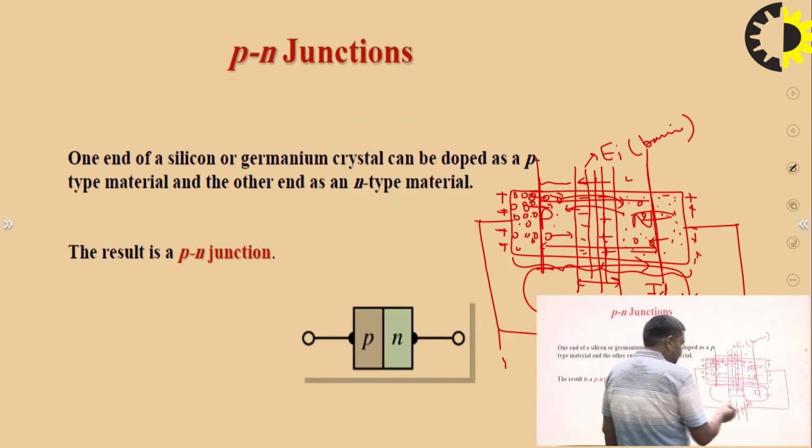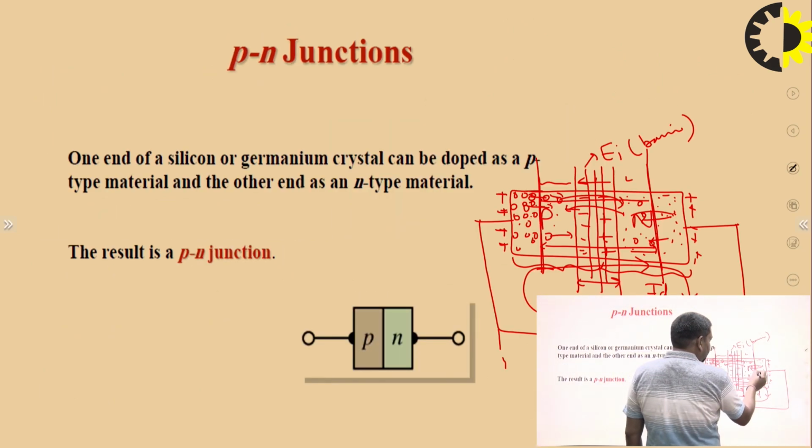But in the reverse bias condition, some of the minority carriers are transmitted from P to N and N to P.